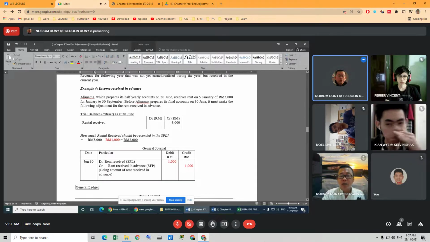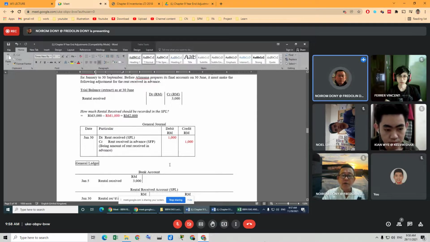Now, this SPL and SOFP here, you don't have to write down, but this is only a guideline. So meaning rent receipt is a SPL item, statement of profit or loss item, and SOFP, meaning this rent receipt in advance is statement of financial position item. Okay, stating SPL we have to close off, SOFP we have to balance off. Then we make a narrative here being amount of rent received in advance.